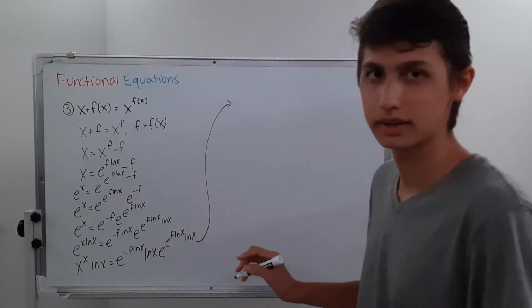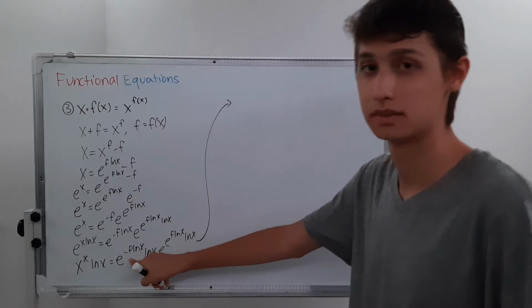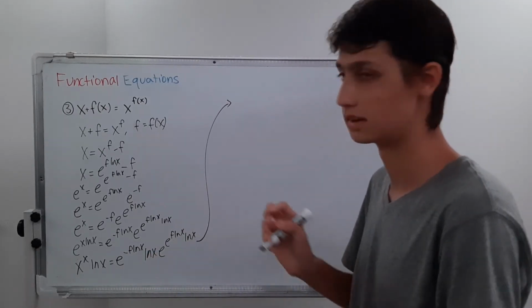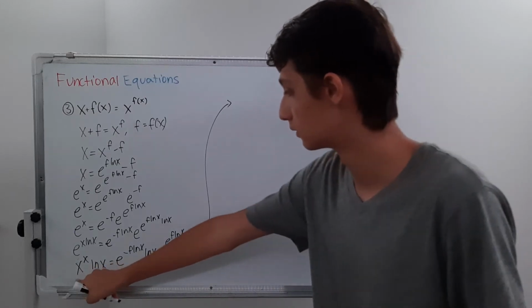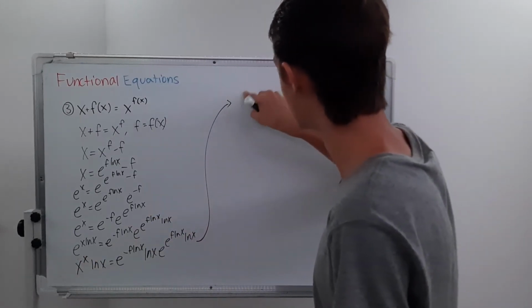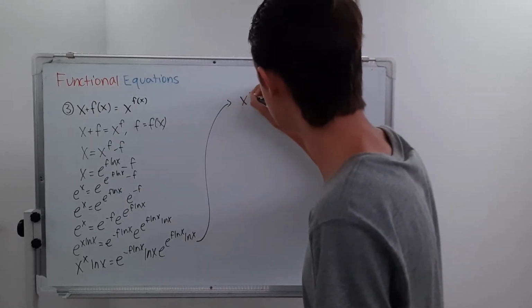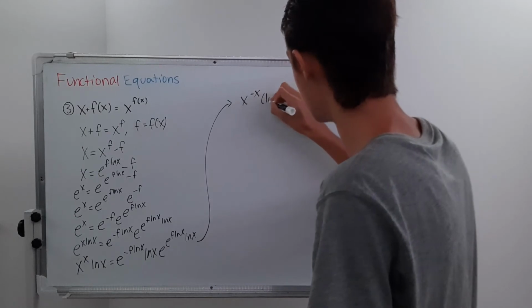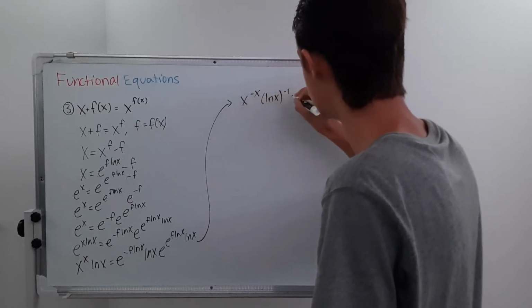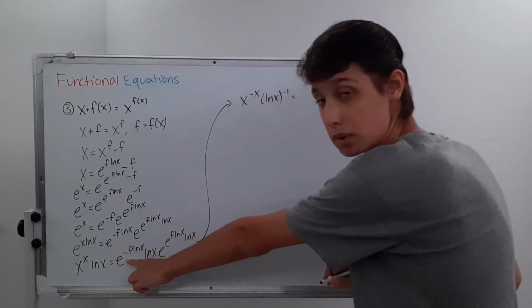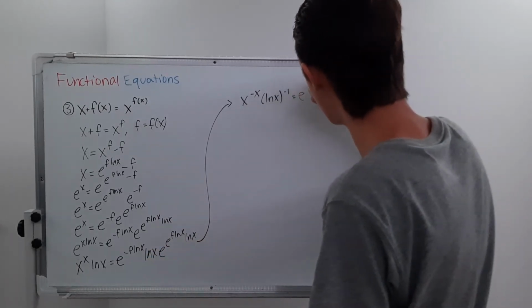So what can we do? Well, we can get rid of this negative. We can totally do that. All we have to do is raise both sides to the negative 1 power. So we have x to the negative x. And then we have this ln x to the negative 1 power also. And that's going to be equal to e, negative times the negative is positive, so that's going to be e to the f ln x.